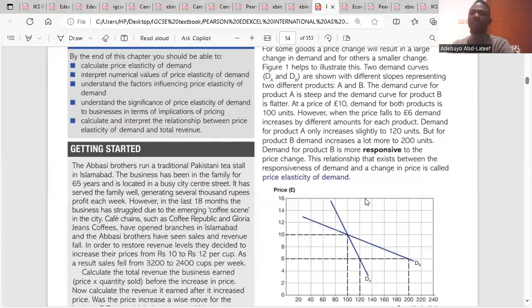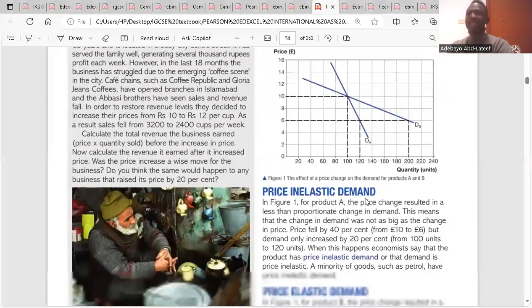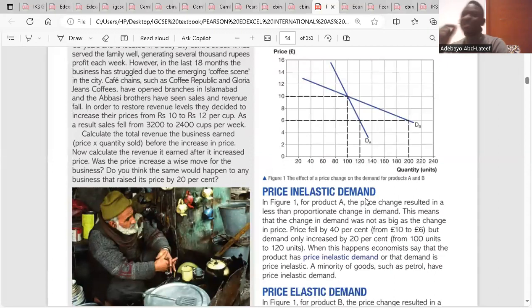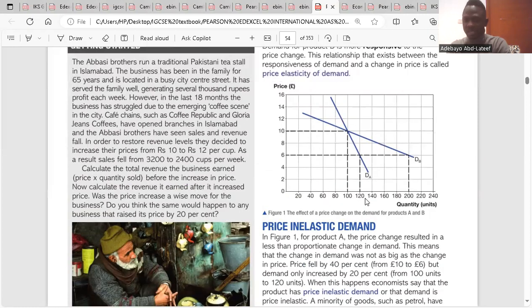So, price elasticity of demand is the degree of responsiveness of the quantity demanded of a product as a result of a change in price. When we see a steep graph and a flatter one, a steep one means that there's no significant change in the quantity demanded, and the flatter one shows that there's a significant change in the quantity demanded. I think it's clear.